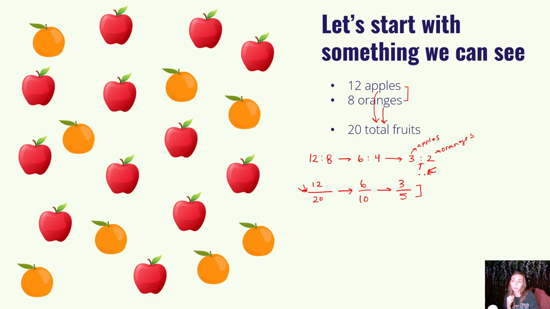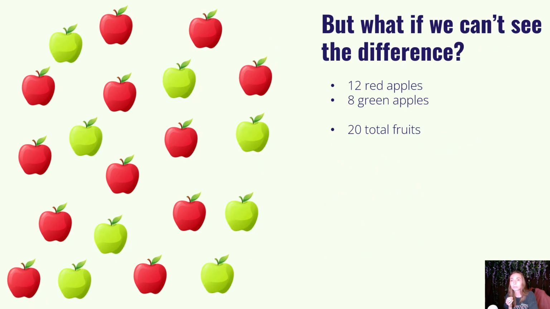I can do the same thing for oranges. I can do 8 oranges over 20 total fruits, and that breaks down to 4 over 10, which then breaks down to 2 over 5. Kind of like the previous fraction, this is saying that for every 5 fruits that I pick up, 2 of them will be oranges. Cool?